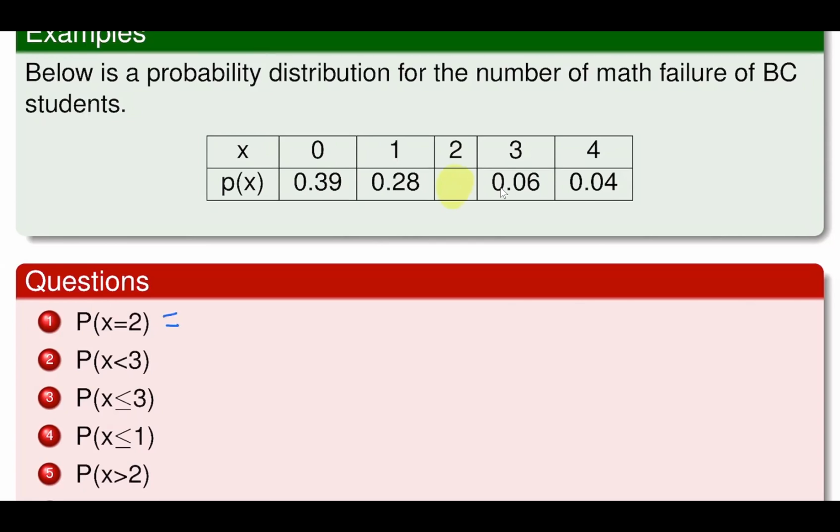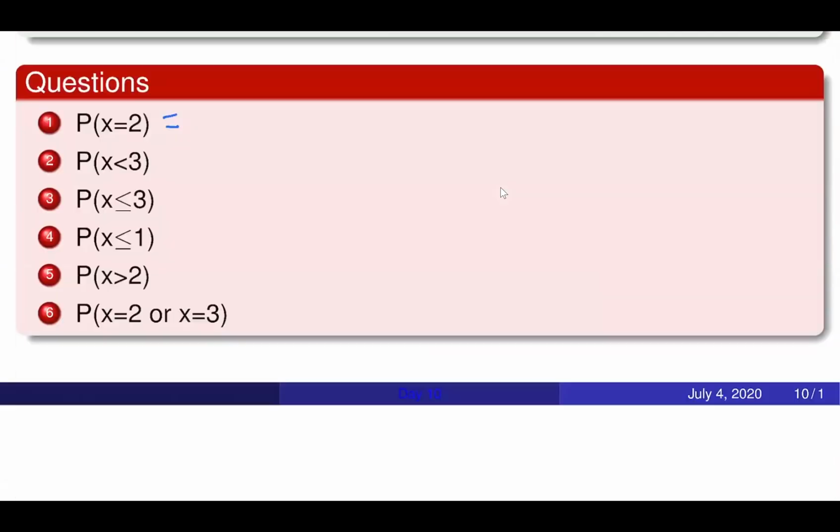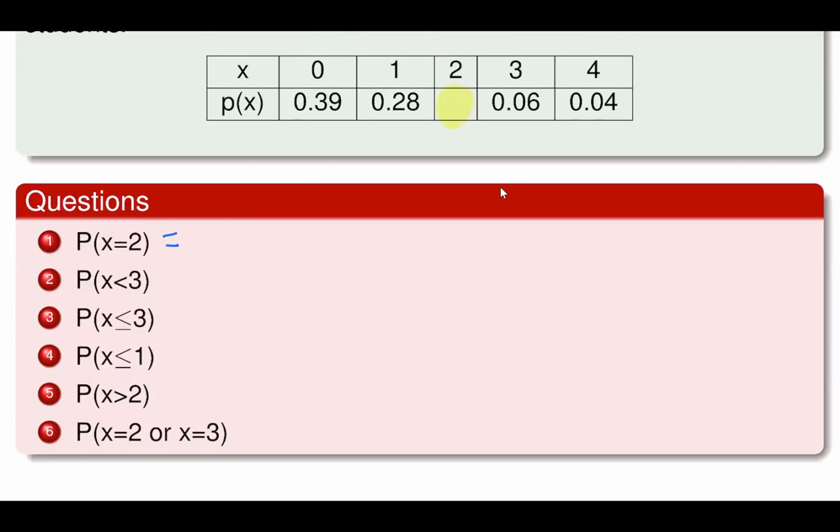And that's the very first thing we want to find. How can I find that if I know everything else? What should all of the probabilities add up to? 1. Yeah, 1. So all the probability should add up to 1. So I could add up the probabilities. I could do 0.39 plus 0.28 plus 0.06 plus 0.04. So let's add them up.